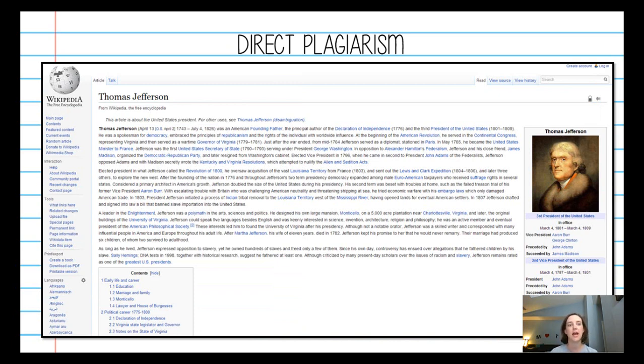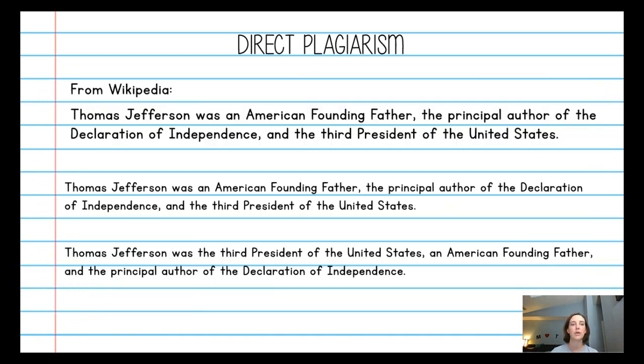Let's say that I'm going to have you write an article on Thomas Jefferson. It's going to be an assignment. And you go to Wikipedia and we copy this very first sentence. It says Thomas Jefferson was an American founding father, the principal author of the Declaration of Independence, and the 3rd president of the United States. So direct plagiarism would be me highlighting that sentence and pasting it in my paper word for word.